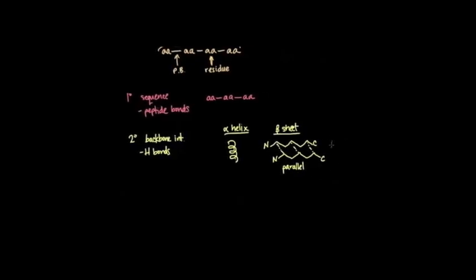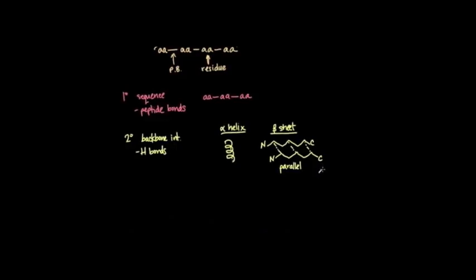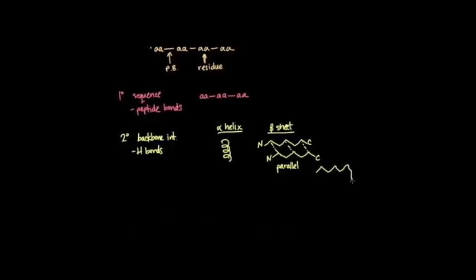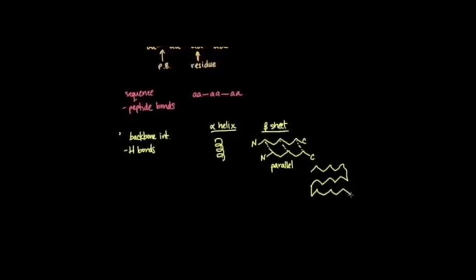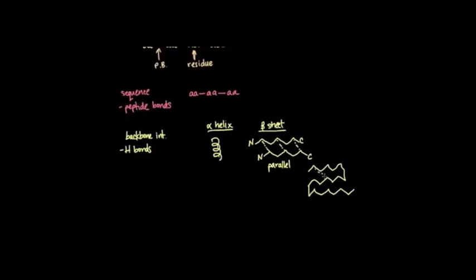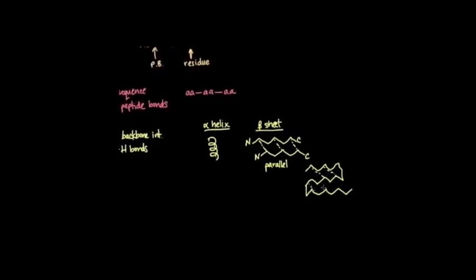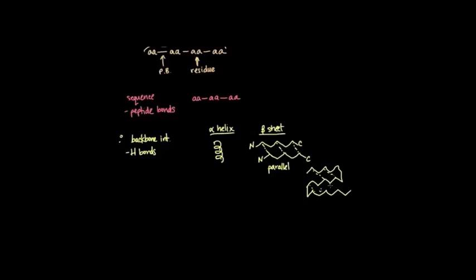And then conversely, if you have a single polypeptide that is wrapping up upon itself, just like this, and you have the hydrogen bond stabilizing like so, then you have the amino end coming around and lining up with the carboxyl end, and you have an anti-parallel configuration.